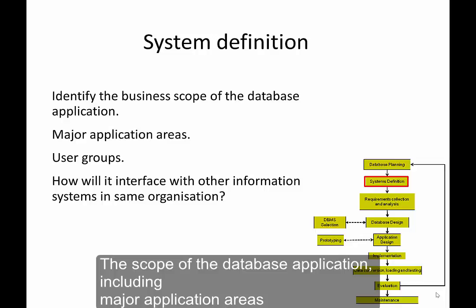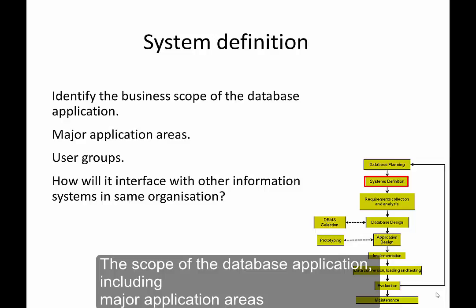So the next box on here is called system definition, and as I say, I find there's quite a lot of crossover between these stages at the top, and on many of these waterfalls, of course, they're collapsed into a single stage. But anyway, under system definition we've got the identification of the business scope of the database application. Not 100% certain how that differs from the database planning stage, but I suppose it's things like which departments in an organisation you're going to have to gather data from.